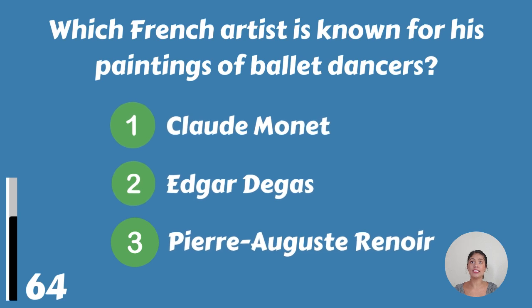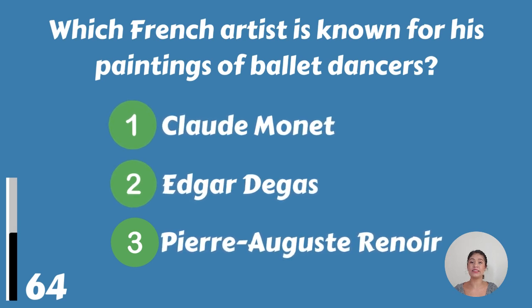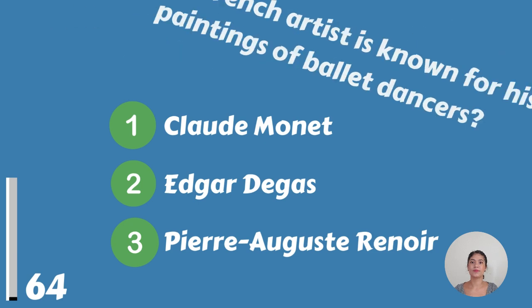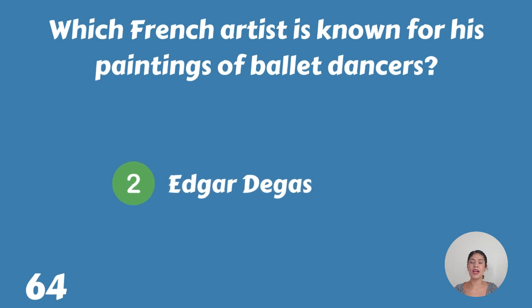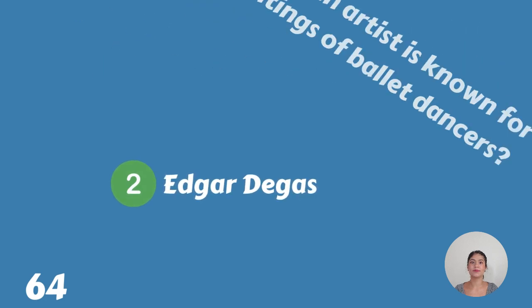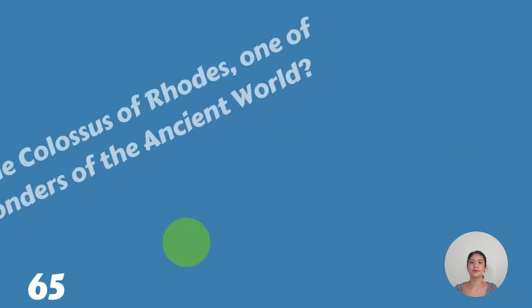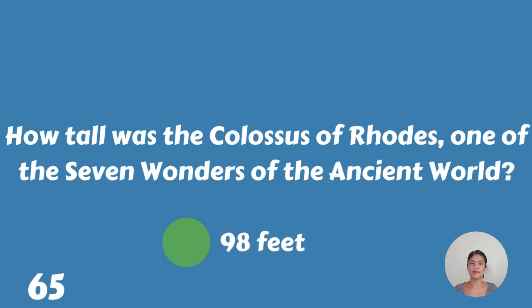Which French artist is known for his paintings of ballet dancers? Claude Monet, Edgar Degas, Pierre-Auguste Renoir. Edgar Degas. How tall was the Colossus of Rhodes, one of the 7 wonders of the ancient world? 98 feet.